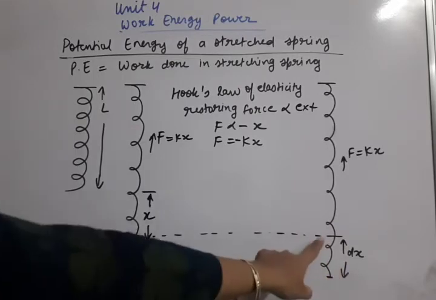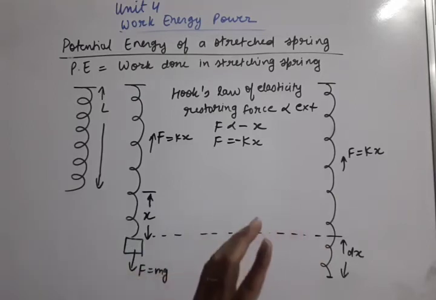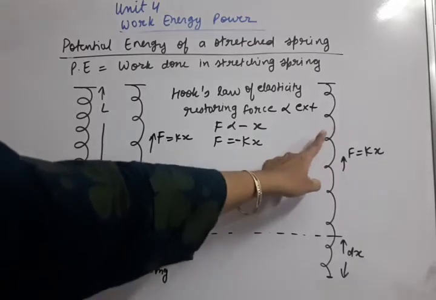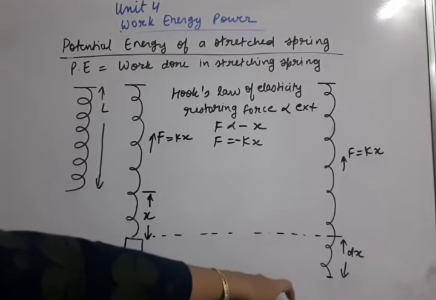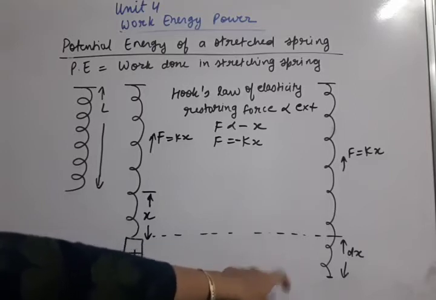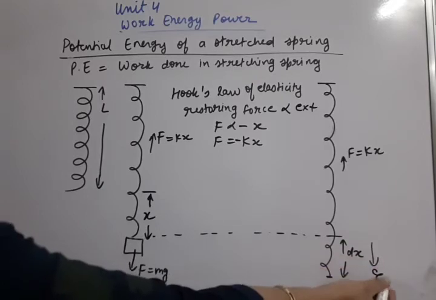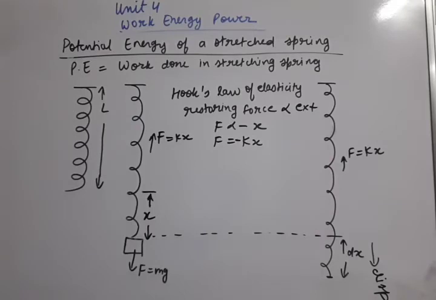Now we need to calculate how much work is done in this procedure. You can see the restoring force in the spring is in the upward direction, and the displacement is in the downward direction. So the force and displacement directions are just opposite, and the angle between force and displacement is 180 degrees. We need to use this angle.